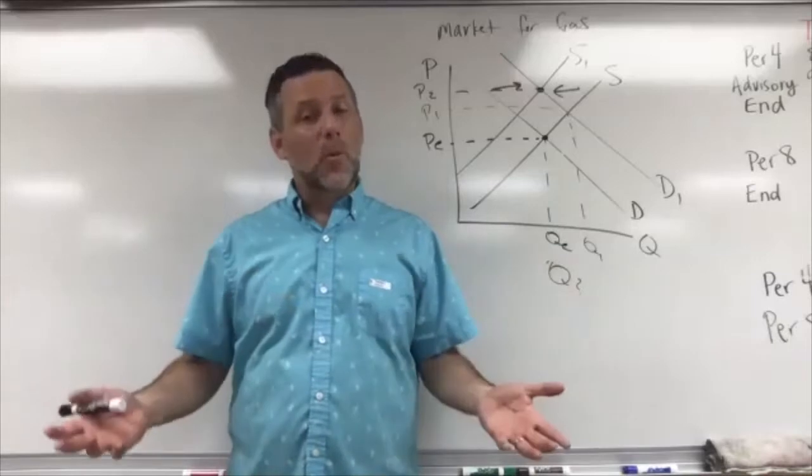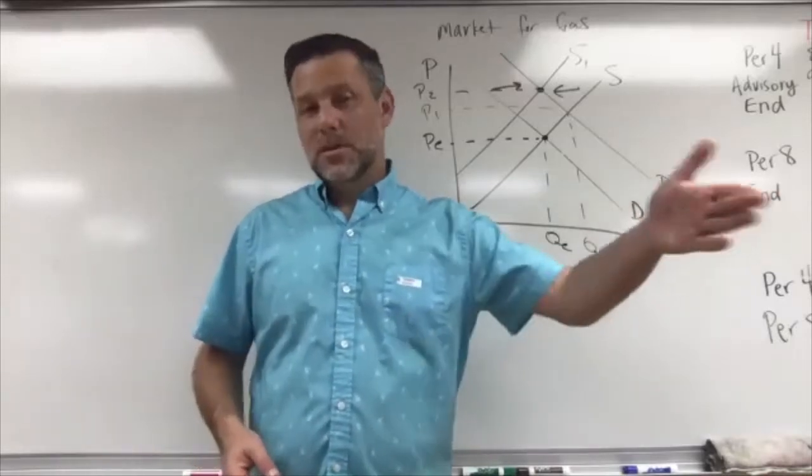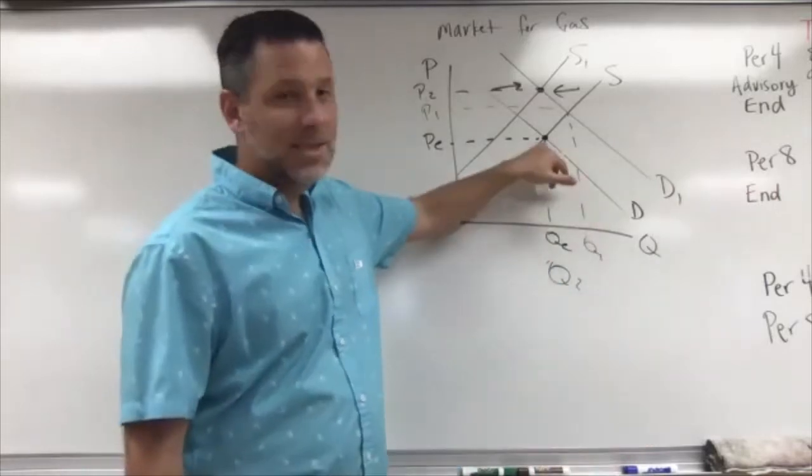Demand, how much people want something. Supply, how much people are willing to produce of that thing. And then where they intersect is our equilibrium.